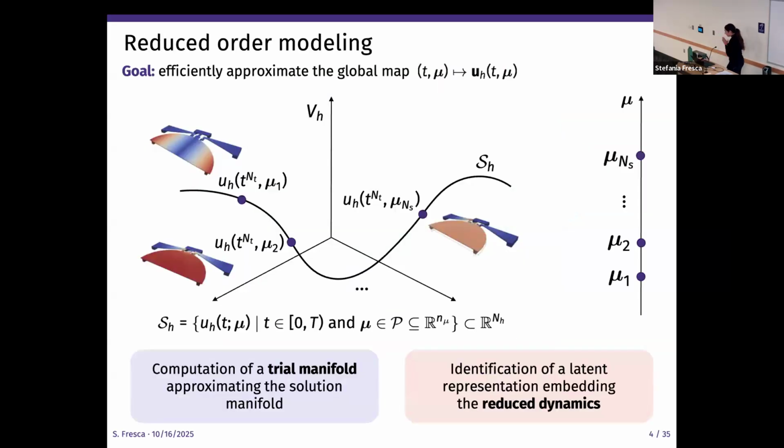So, the goal of reduced order modeling is the efficient approximation of the parameters-to-solution map. And if we want to build a ROM, we have to perform two main tasks. The first one is the computation of a suitable trial manifold approximating the solution manifold, which is the set of all the PDE solutions by varying time and parameters. Once we have identified the trial manifold, then we can take care of identifying a latent representation embedding the reduced dynamics onto the trial manifold.